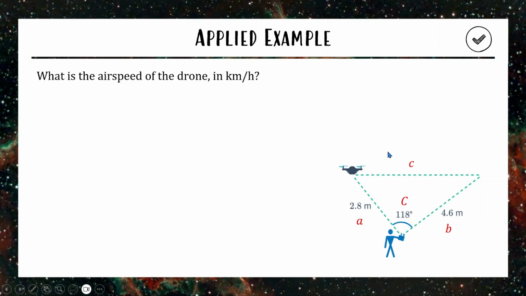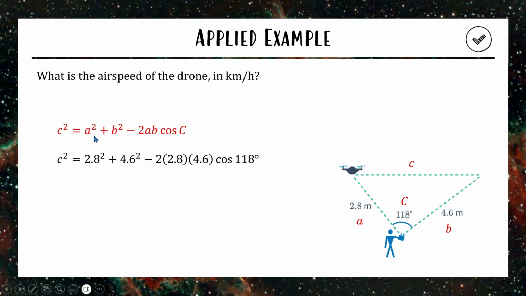Because we are trying to find the distance that the drone has covered, we're trying to find a length of this triangle. So we're going to use our cosine rule for length formula. C is what we are trying to find. A and B are 2.8 and 4.6, and the angle C that goes with the cos is the 118 degrees provided in the question. So substituting the information from the triangle into our equation, we get C squared is 2.8 squared plus 4.6 squared, take away 2 times 2.8 times 4.6 times cos 118 degrees.